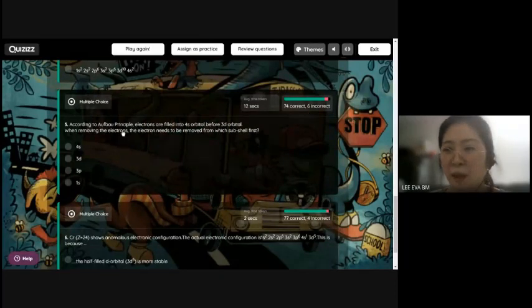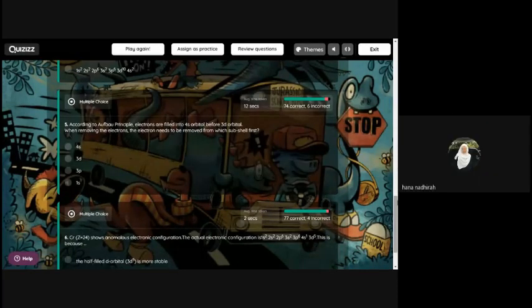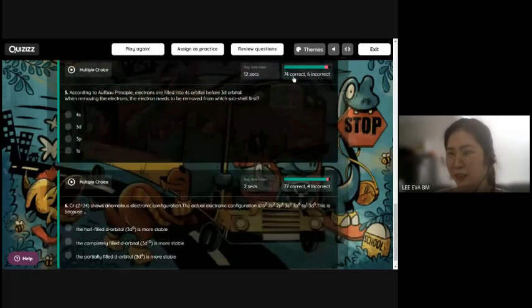According to the Aufbau principle, electrons are filled into 4s orbital before 3d. When removing the electrons need to be removed from which subshell first? You have? 4s. So 74 of you got it correct.